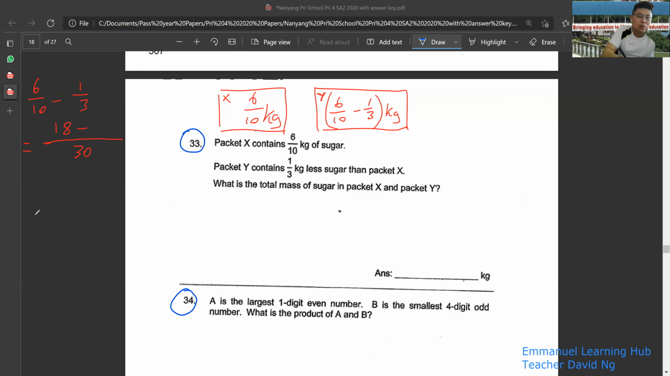3 multiplied by 10 is 30. So if 1 multiplied by 10, that will be equal to 10. So what's the answer here? How many over 30?